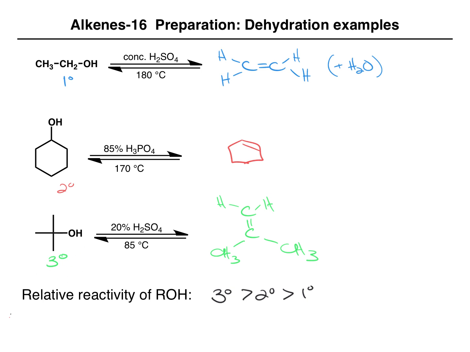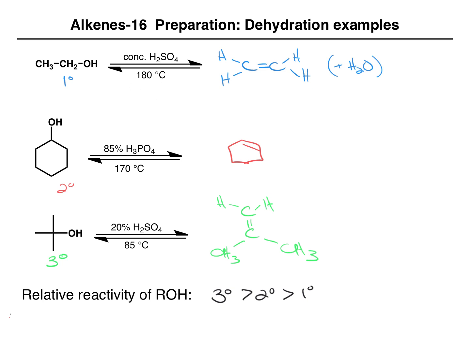So for a tertiary alcohol, which is the most reactive, we have acid and it's heated up a little bit. For a secondary alcohol that is less reactive, we have stronger acid and it has to be heated to a higher temperature. For a primary alcohol that is the least reactive, we need the most concentrated acid and we really have to crank up the heat to get the reaction to proceed.